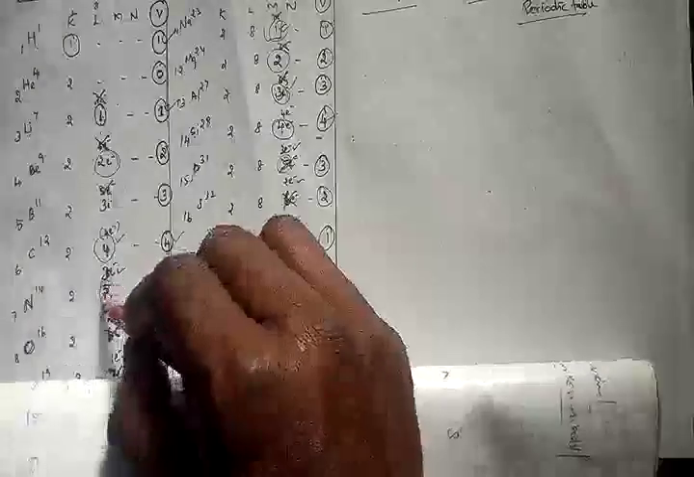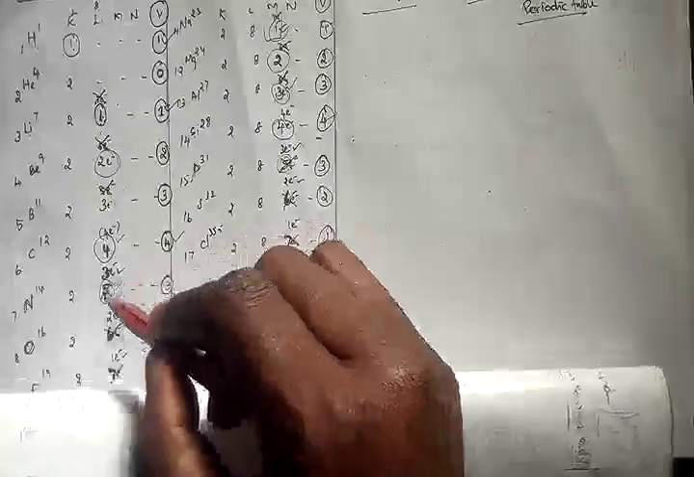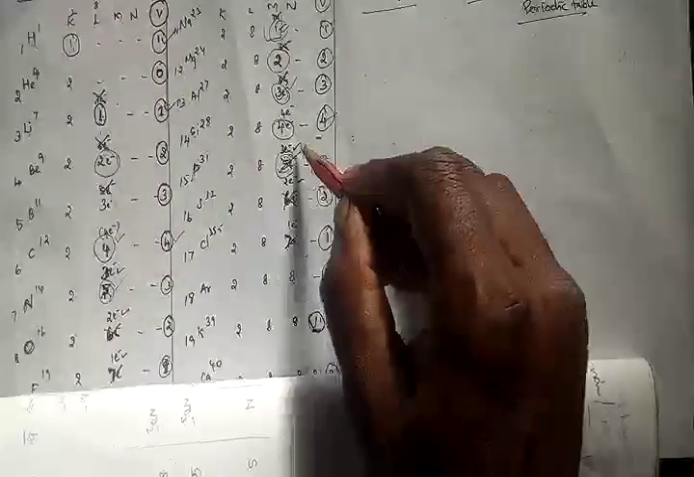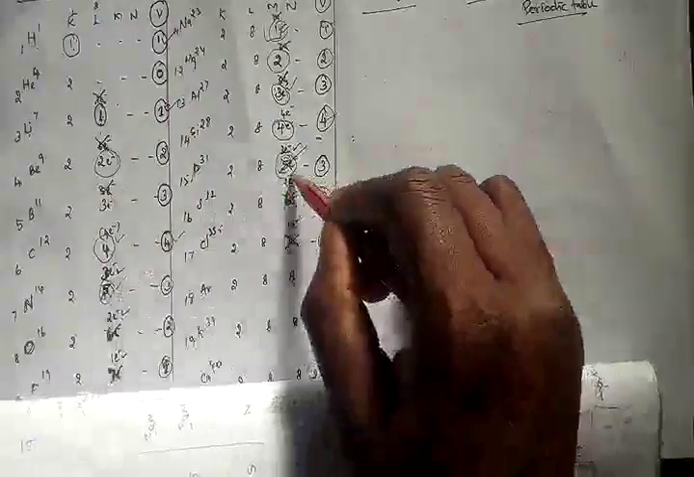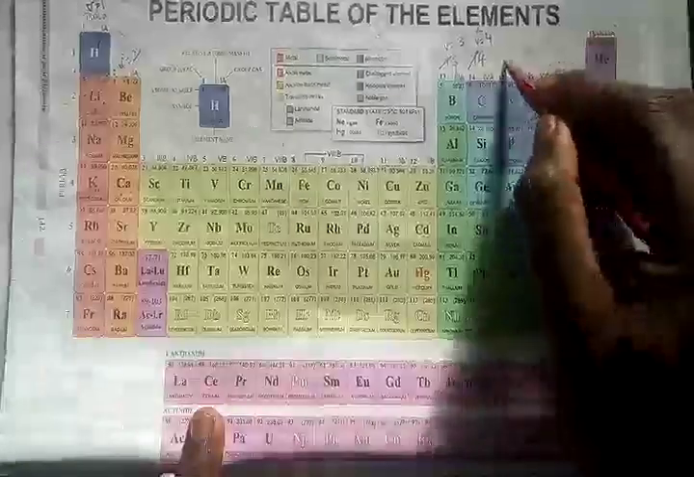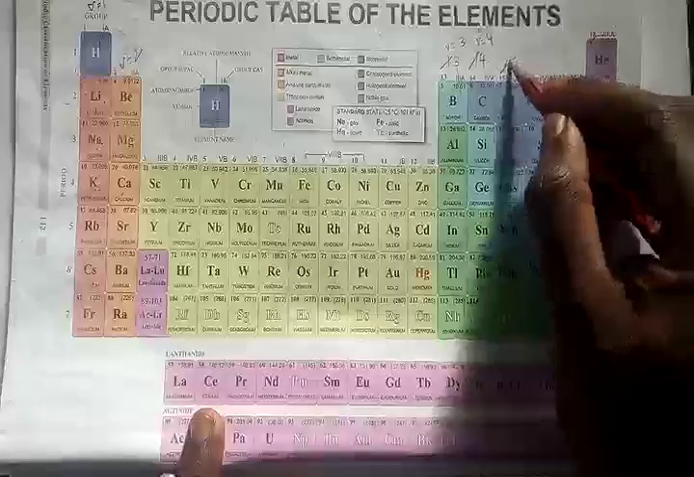Similarly, the next one is nitrogen. It has 5 electrons. You could see here it has 5 electrons, right? Similarly, phosphorus also has 5 electrons in the last shell. So the valence shell has 5 electrons. So nitrogen and phosphorus belong to the 15th group. You cut this one, the number is 5.